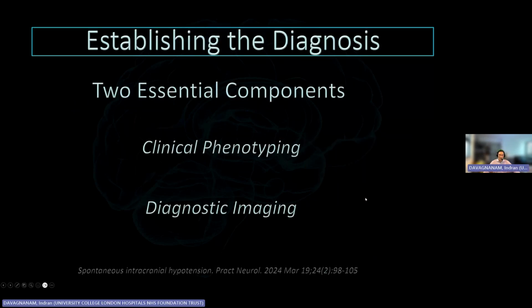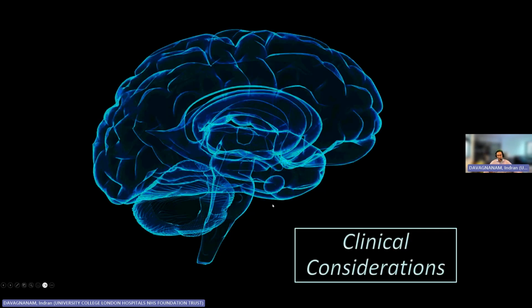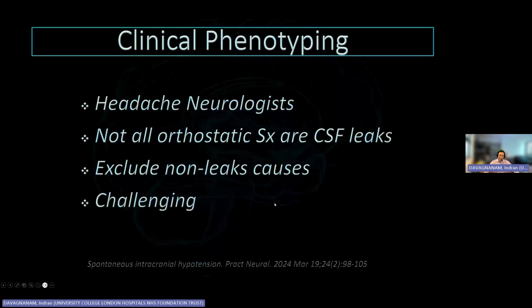So going back to our schematic, in terms of establishing a diagnosis of a CSF leak, there are two essential components: what I would term clinical phenotyping, which is the clinical assessment at first presentation, and diagnostic imaging. The trouble with just thinking about clinical phenotyping is that it's not absolute. I'm reliant, and maybe slightly privileged, to work with headache neurologists who are specialized in this field, and even they struggle with the presentation phenotype. It's quite important to note that not all orthostatic symptoms are due to CSF leaks, and I'm sure my colleague Dr.